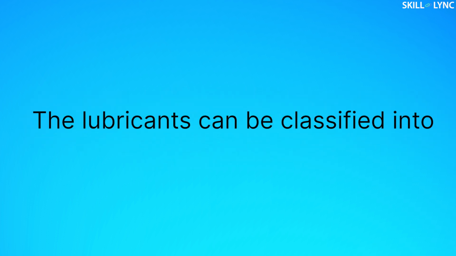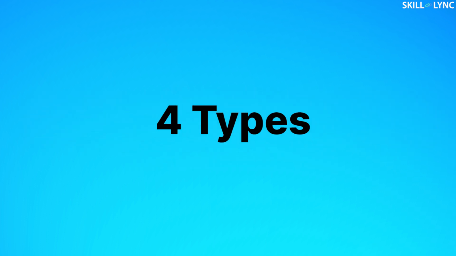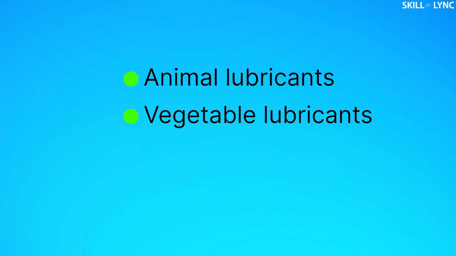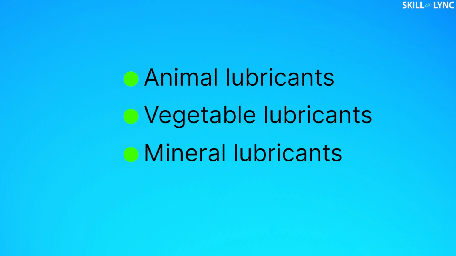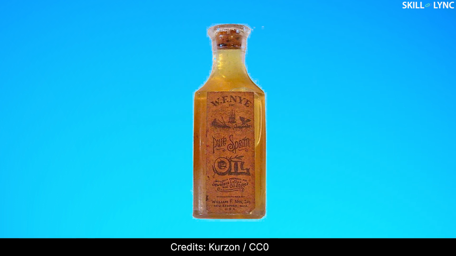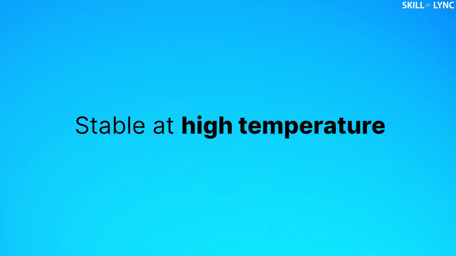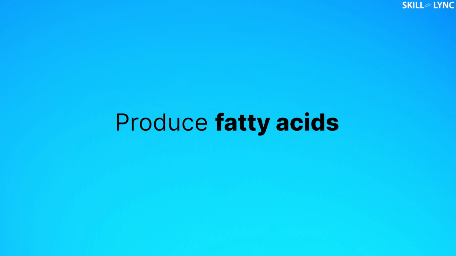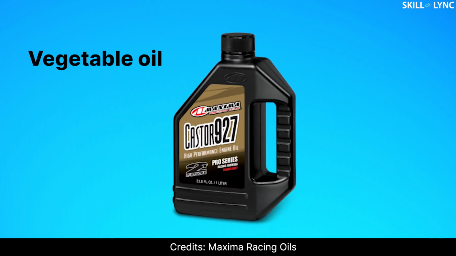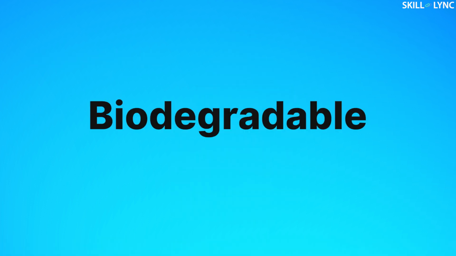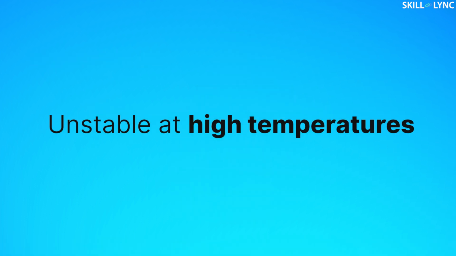The lubricants can be classified into four different types. They are animal lubricants, vegetable lubricants, mineral lubricants, and synthetic lubricants. Animal lubricants are synthesized from animal fats and they are stable at high temperatures, but not preferred in engines as they produce fatty acids. Then we have vegetable oils, which are extracted from vegetables. They are biodegradable, but the disadvantage of these oils is that they are not stable at high temperatures.